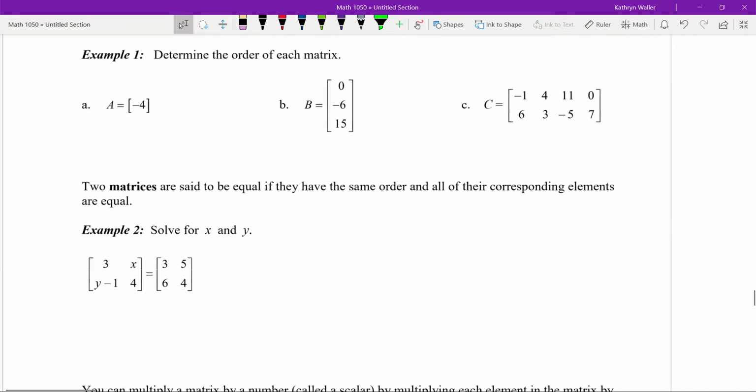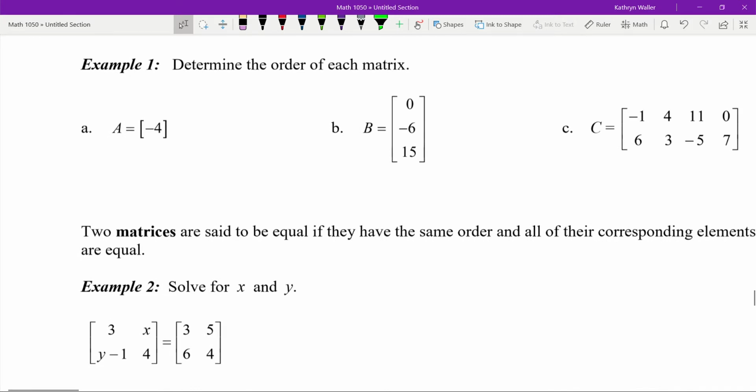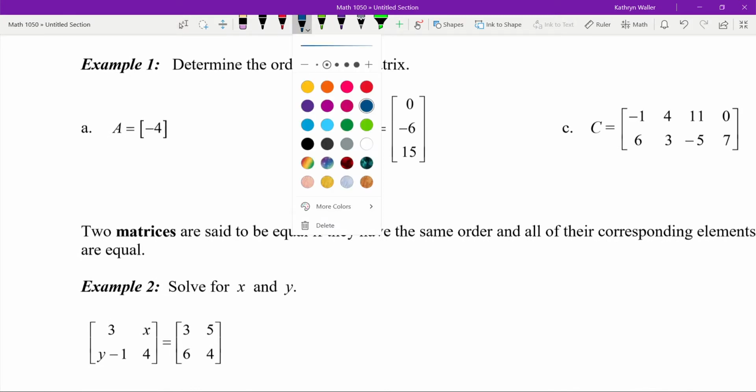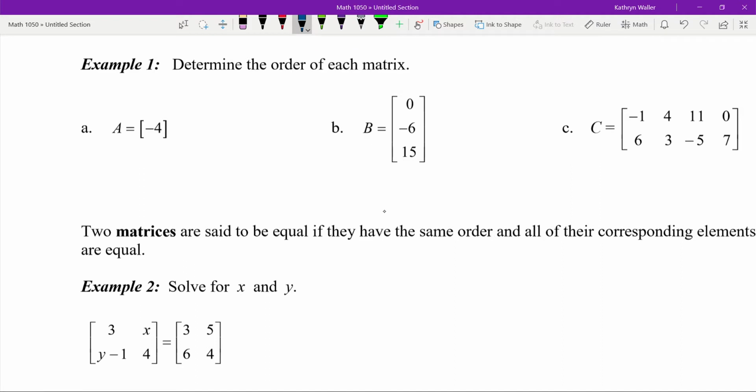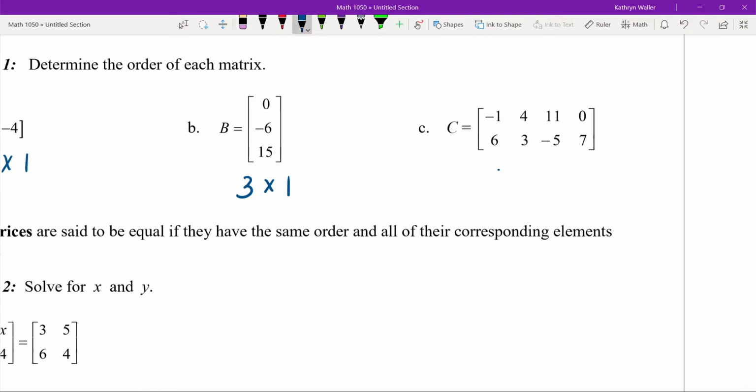Okay. So example 1 is crazy easy. They just want to know the size. Okay. So you have 1 number going down, so that's a 1 by. How many numbers going across? 1. So it's a 1 by 1. Okay, nice and easy. Question B, 3 down, 1 across, 3 by 1. Question C, 2 down, 4 across, 2 by 4. Make sure you don't write 4 by 2. It's down and then across.